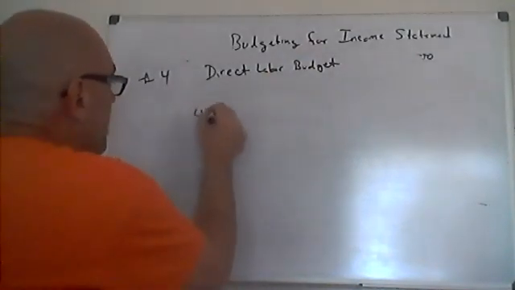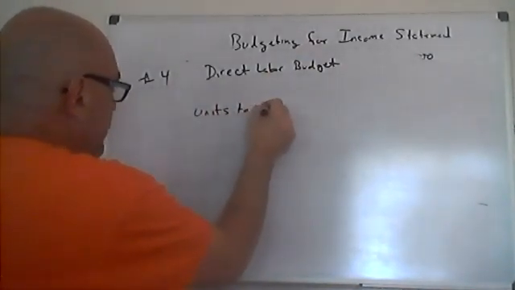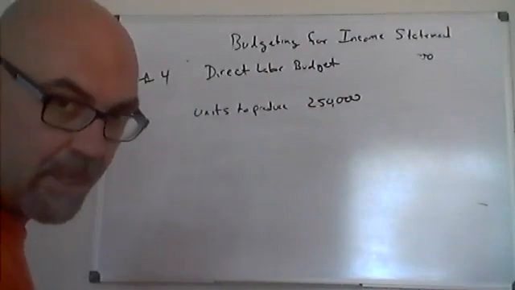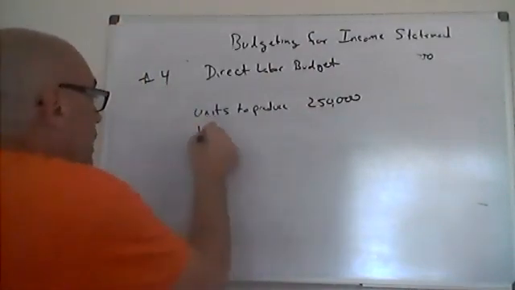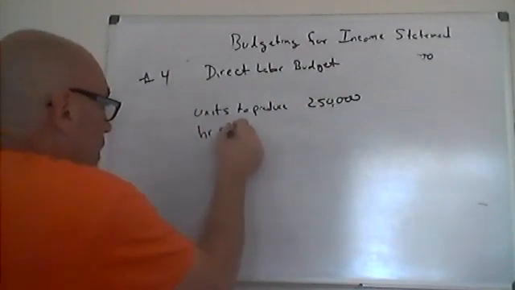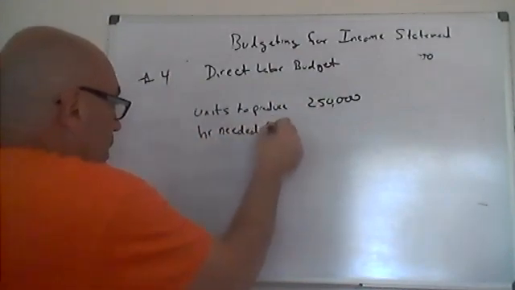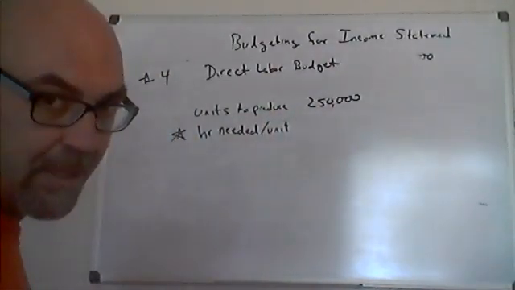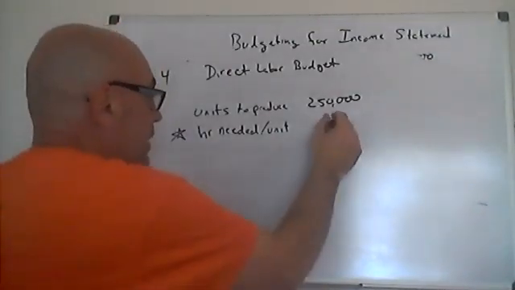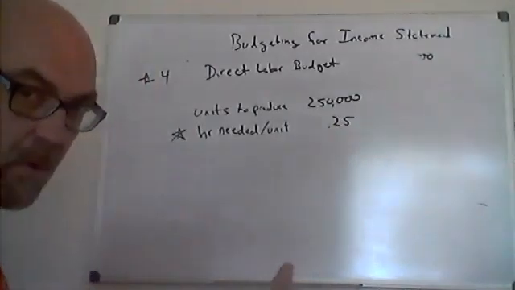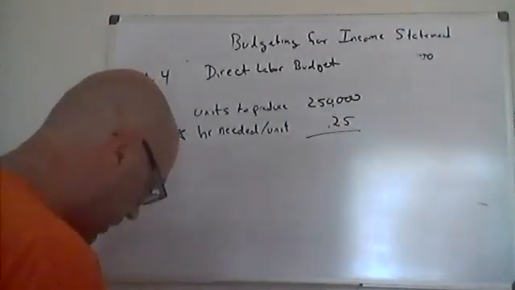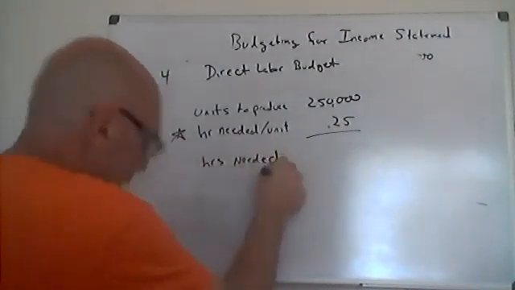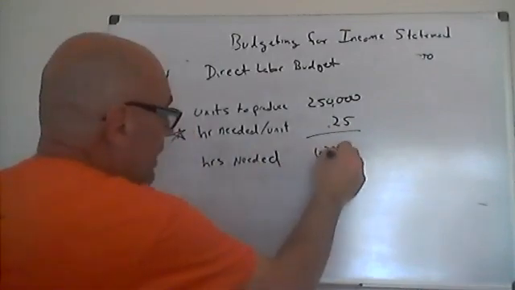Okay, so we know we have units to produce. So we calculated that we needed to produce 250,000 units from our production budget. This has to be a given to us here. How many labor hours are needed to produce each unit? Well, it was given to us that it takes 15 minutes or a quarter of an hour to produce a unit. So we divide those to get our total hours needed of 62,500.